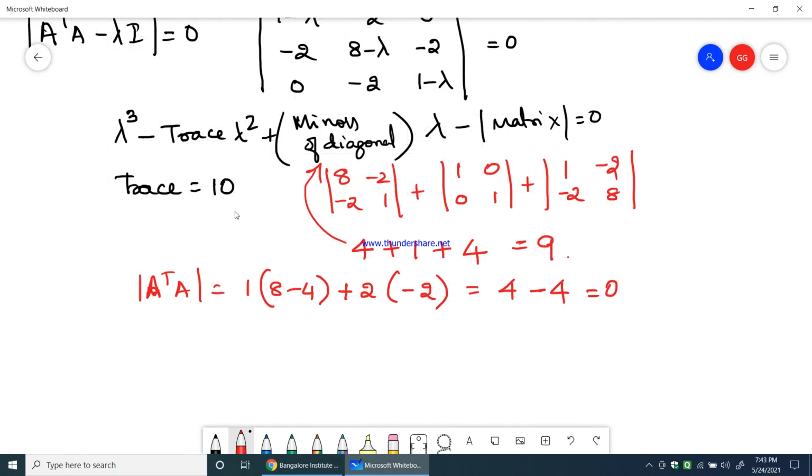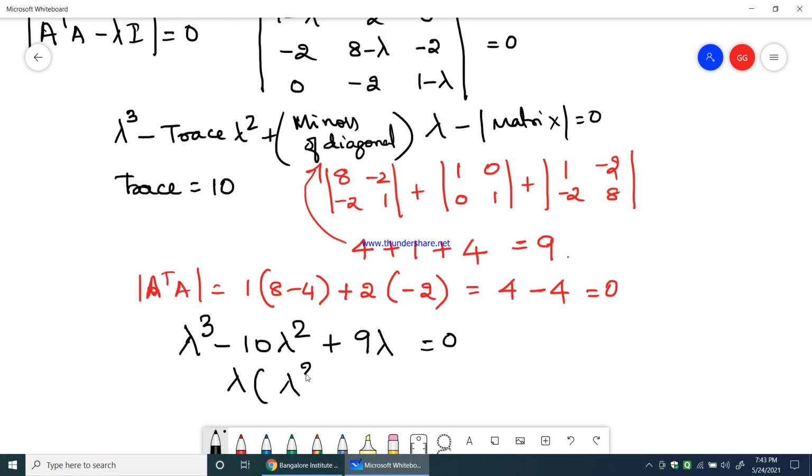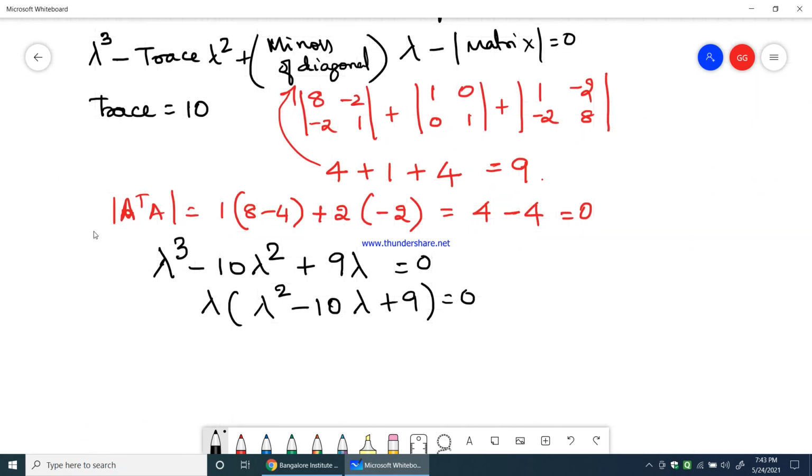So therefore I will be getting lambda cube minus trace, which is 10 lambda square, plus the sum of minors of the diagonal, which is 9 lambda, equals 0, because the determinant of the matrix is 0. Therefore if I take lambda common here, I will be getting lambda square minus 10 lambda plus 9 equals 0. So one of the roots here is lambda equals 0.